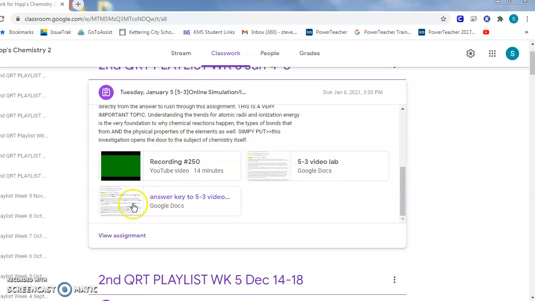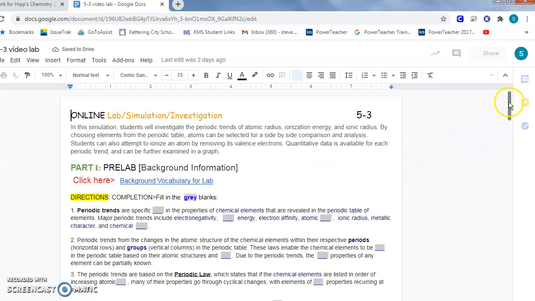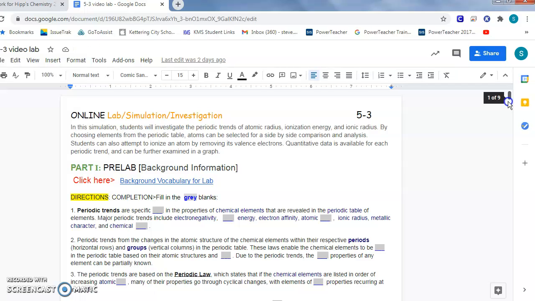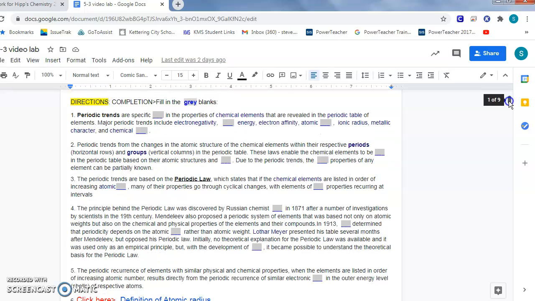So when you look on 5-3, you'll be able to click on the video lab. And the first part of this lab right here, it's really an investigation, a discovery approach to learning about the periodic trends on the periodic table of elements. But in this discovery lesson, the first page is just gathering the background information. So you'll click on the background vocabulary for the lab because there's some terms that you'll be doing in this simulation that we need to get familiar with.